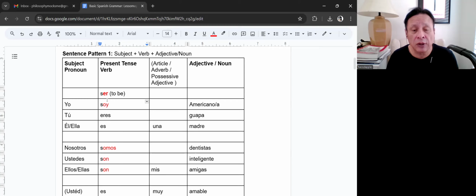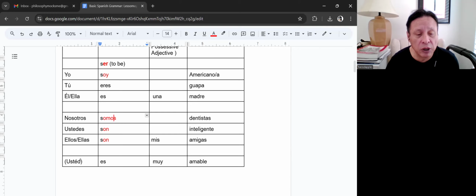Usted, by the way, I think I haven't been putting the accent mark over the e, which is usted. So I think I've been leaving it out, but it belongs. It belongs. So it's usted, and I take out the brackets because once again, this is common to use.